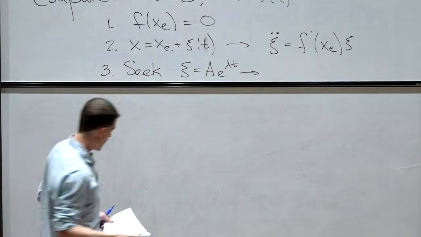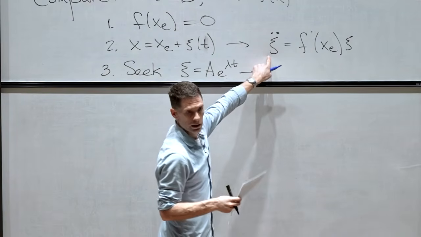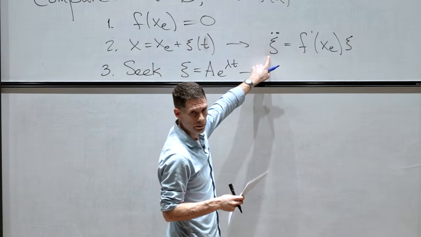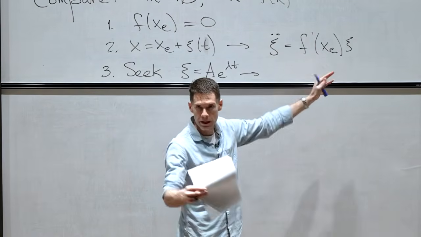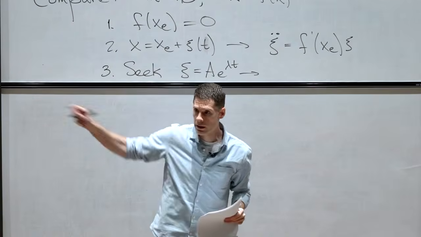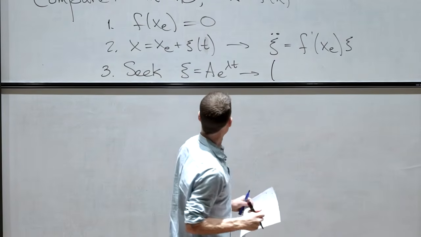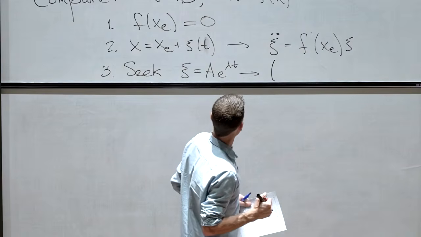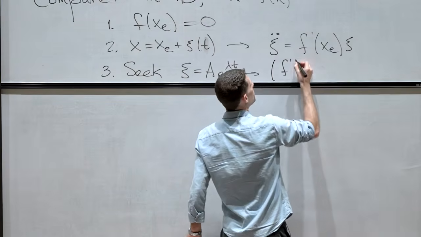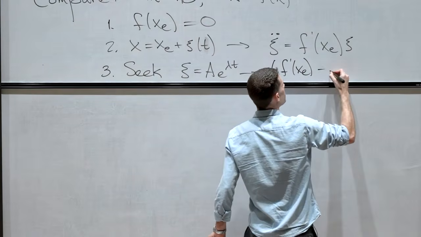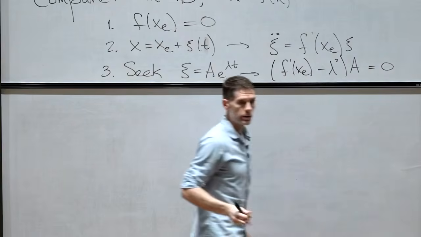And I can get the same step. So that's going to give me an a lambda squared e to the lambda t over here, and f dash x_e times a e to the lambda t over there. So if I factor those in the same way we've done here, then I get what looks like a 1D eigenvalue problem, and indeed is, which is, let's write it this way, f dash x_e minus lambda squared times a equals 0.